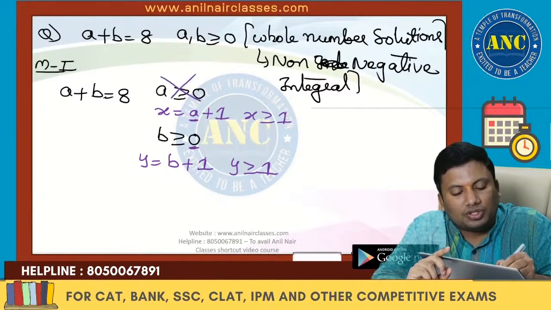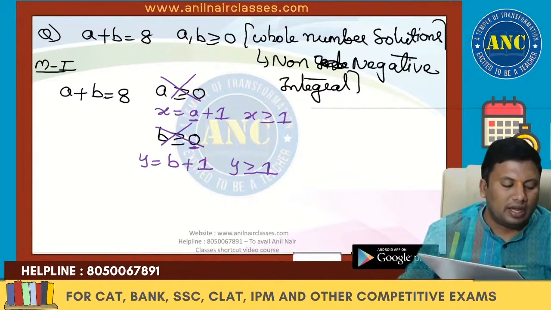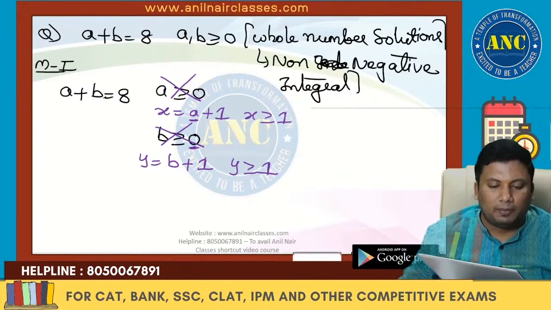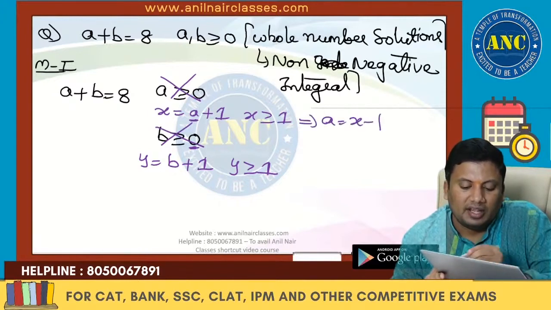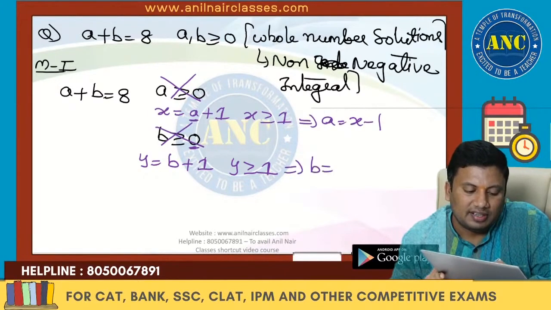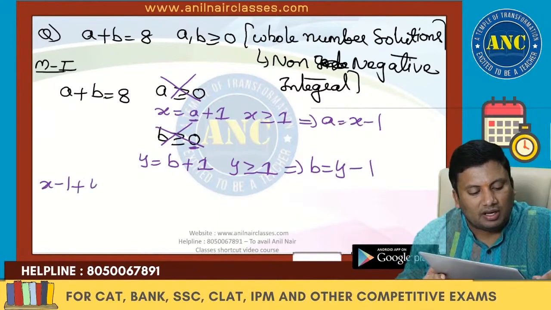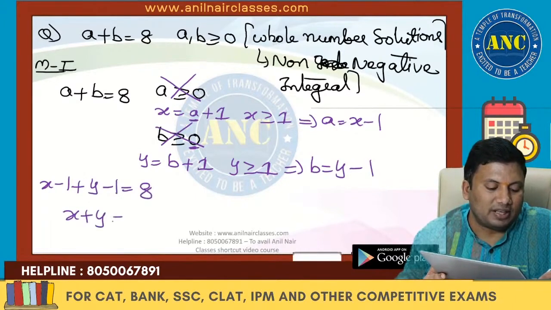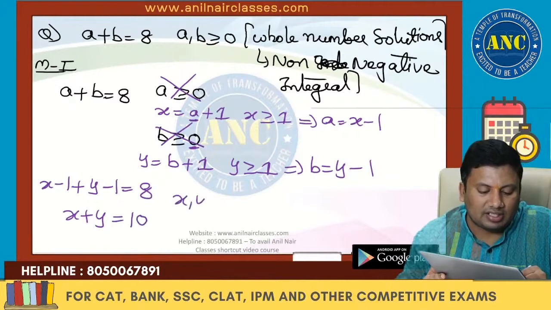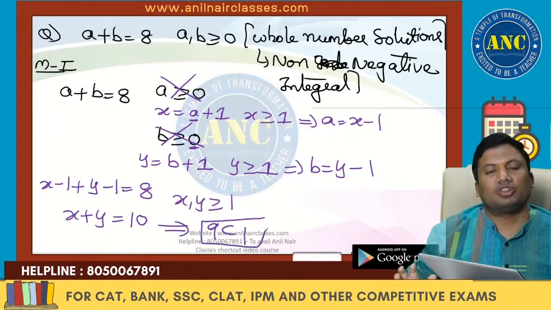I don't want to start with the variables which start with 0. So, I am putting x equivalent to a plus 1 and y equivalent to b plus 1. A is nothing but x minus 1. B is nothing but y minus 1. So, this is nothing but x minus 1 plus y minus 1 equivalent to 8. X plus y is 10. X and y are starting from 1. So, what will be the answer? Answer is nothing but 9C1.